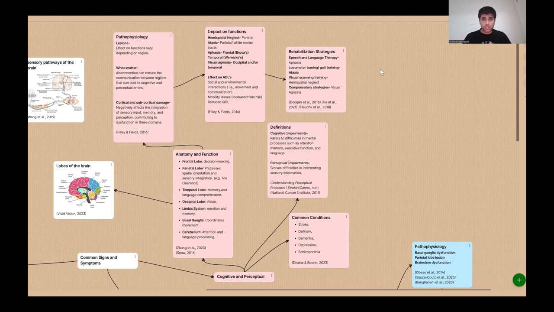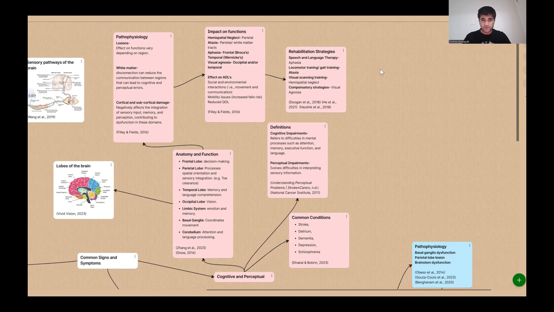Pathophysiology varies. Cortical or subcortical damage can cause issues like hemispatial neglect, where one side of space is ignored, or disconnection syndromes from white matter lesions, leading to slowed thinking or misinterpreted input. Common outcomes include aphasia, where people struggle to express or understand language, and visual agnosia, where objects are seen but are not recognized. These impairments deeply affect daily life, communication, mobility, and reduce all-round quality of life.